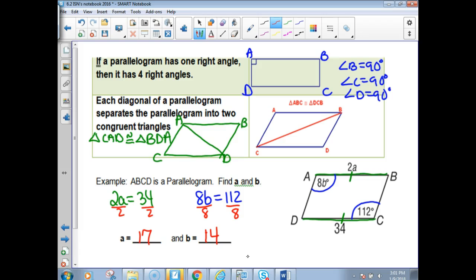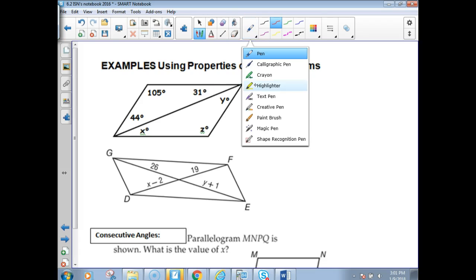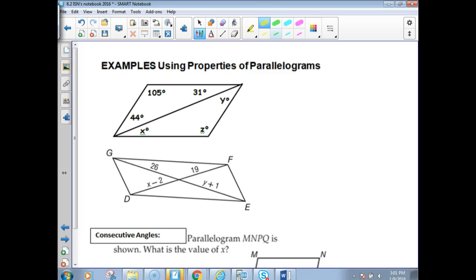Okay, we need to flip the page now. And I'm going to talk to you about using the properties of parallelograms to find missing things.